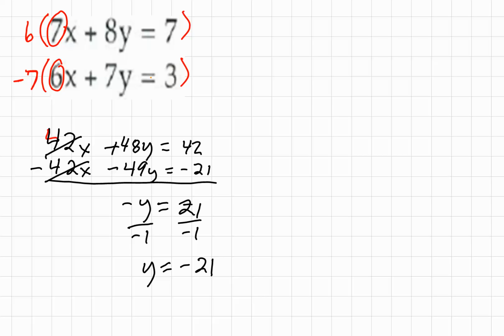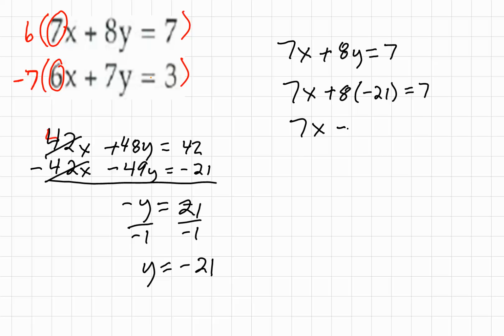That is only half of the point, so we have to find the x. So I'll use the top original equation. You could use any of these equations, even the two new ones we created, but I think using the top one is easier. So we'll put down 7x plus 8 times minus 21 equals 7. So we can simplify this. So 7x minus 168 equals 7. We can add 168 to both sides.